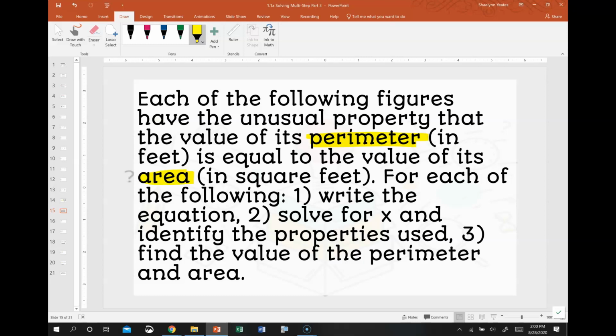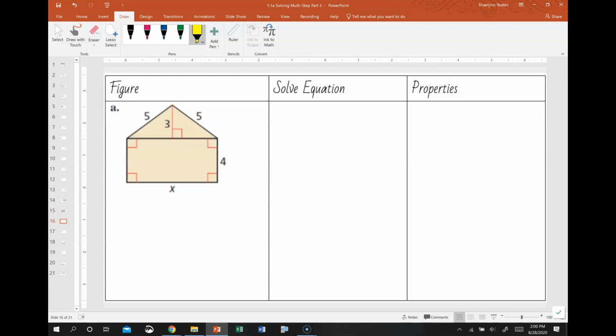For the following, write the equation, solve for x, and identify the properties, and find the value of the perimeter and area. So there's 3 steps for each of these. I'm going to help you with the first one, and then you guys have the next 2 on your own, okay? So on this first one, we've got to figure out area.